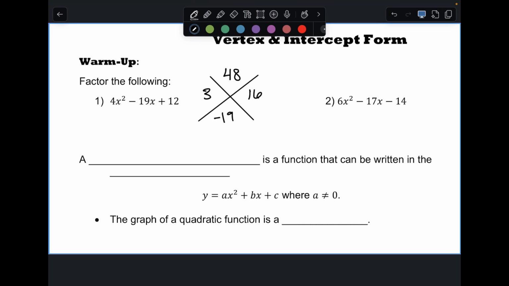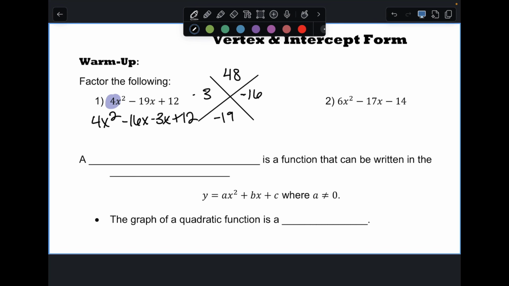Which one or both are negative? Both. Okay. Boom. Then I look. Since A is not 1, it's 4, I can't just use these numbers as my factors and get going. I have to rewrite my middle term. So I'm going to write 4x squared, and instead of writing minus 19x, I'm going to write minus 16x minus 3x. And then still my plus 12.